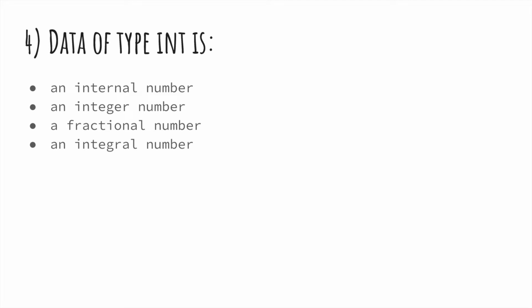The data type int is an integer number. The type char is character, float is float, double is double, and as you see here, int is integer.